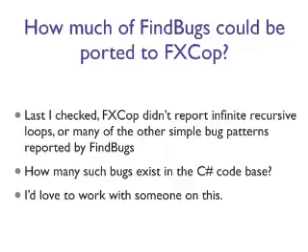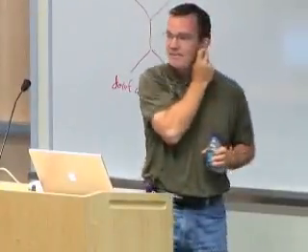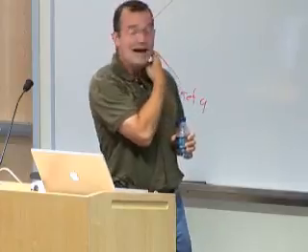One thing I'm very interested in is how much of FindBugs could be ported to FxCop. Last time I checked, FxCop didn't report infinite recursive loops, obvious null pointer exceptions, and many of the other things that we do. I'd love to know how many infinite recursive loops occur in C#. There are reasons it occurs more frequently in Java than in C or C++, like decorator patterns are a place where it often occurs. I'd love to find out if infinite recursive loops also occur in C#. And if anybody would like to work on this.